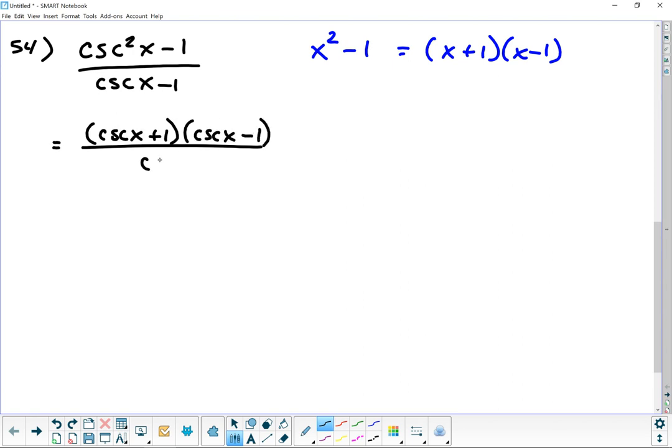On the bottom, looky, you have the same thing on the bottom as there is on top. So your final answer is cosecant x plus 1. That is your finale right there. Okay? 55.